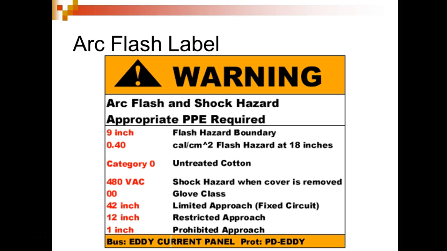This is a typical arc flash label. Once you have an assessment done, this contains very, very important information. It tells you where your arc flash boundary is. So if you're not working on it, the risk is very low. This category 0 says you need to wear untreated cotton, right? So that means in this class we're not going to wear any synthetics.